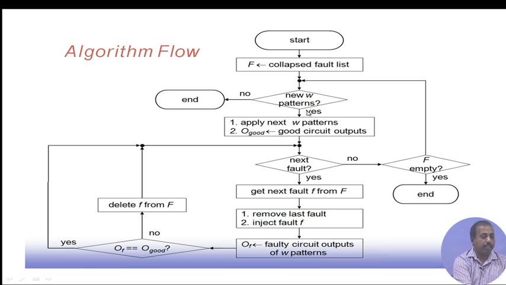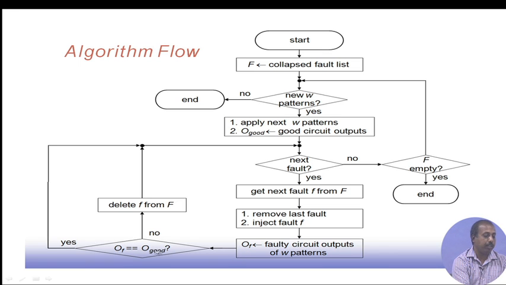Now, for these W patterns, we will try to simulate each of the faults. We take the next fault F from the collapsed fault list. Then we remove the last fault and inject fault F. In this circuit, previously some fault may be existing, or if it is a good circuit, then there is no fault, so we inject the new fault F into it. Then we simulate the circuit and see what the faulty circuit responses are for the W patterns. OF is the faulty circuit response for the W patterns.